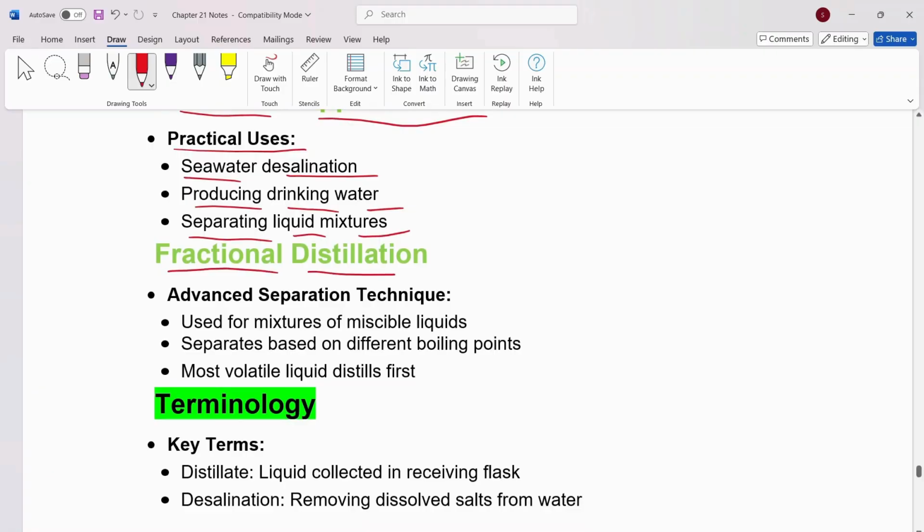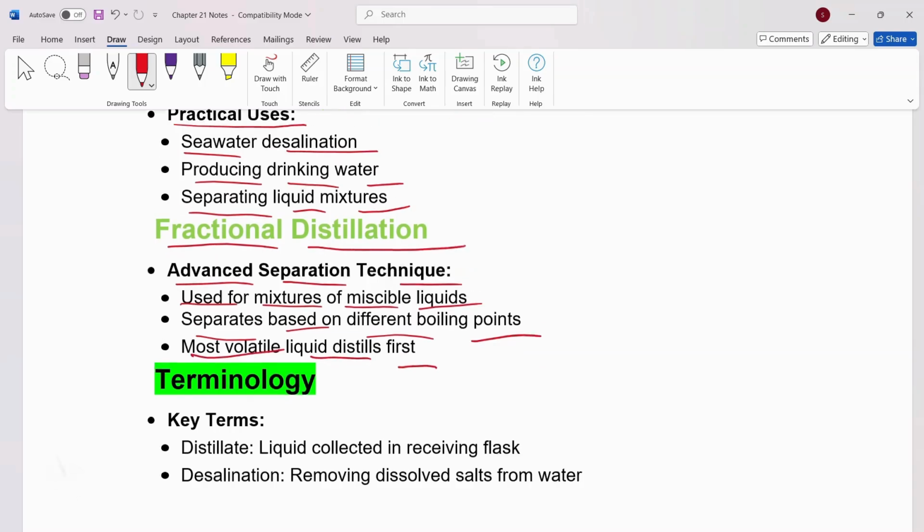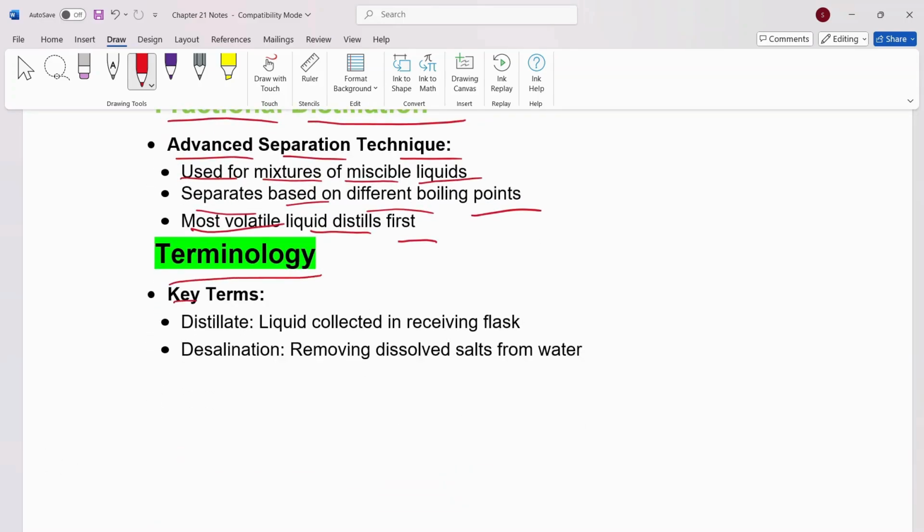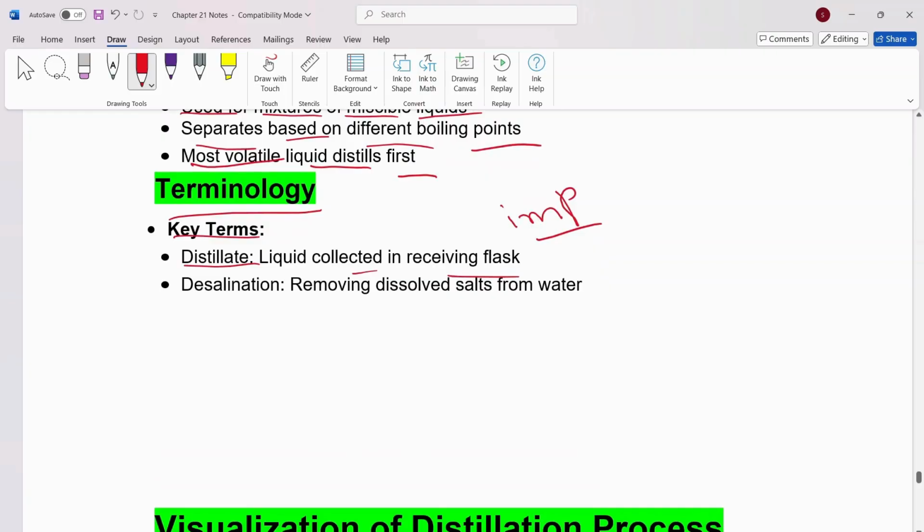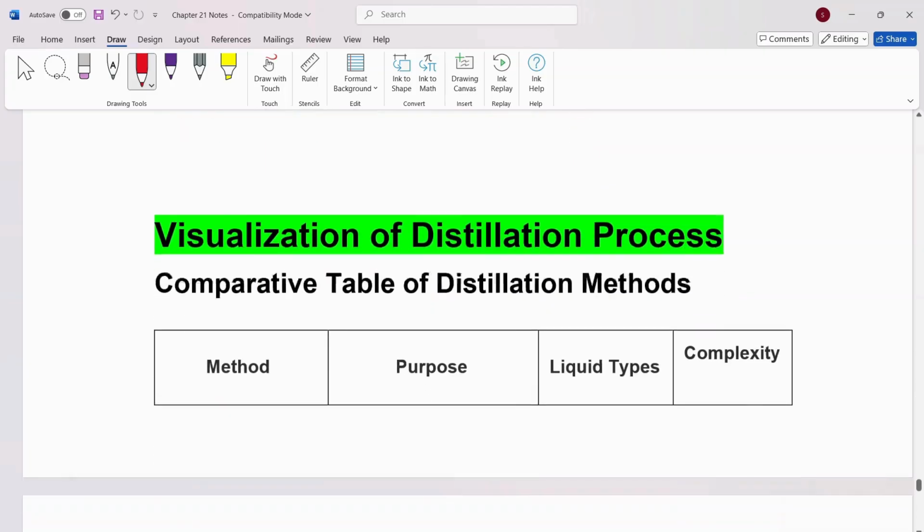Then we have fractional distillation, an advanced separation technique used for a mixture of miscible liquids. It separates based on different boiling points. The most volatile liquid distills first. Some key terminologies: distillate, again important, is the liquid collected in the receiving flask. Desalination is removing dissolved salts from water.